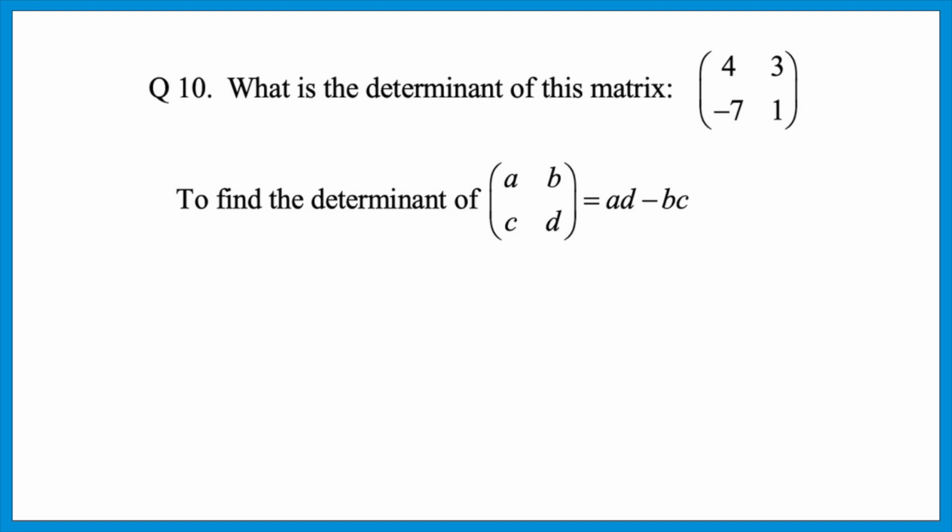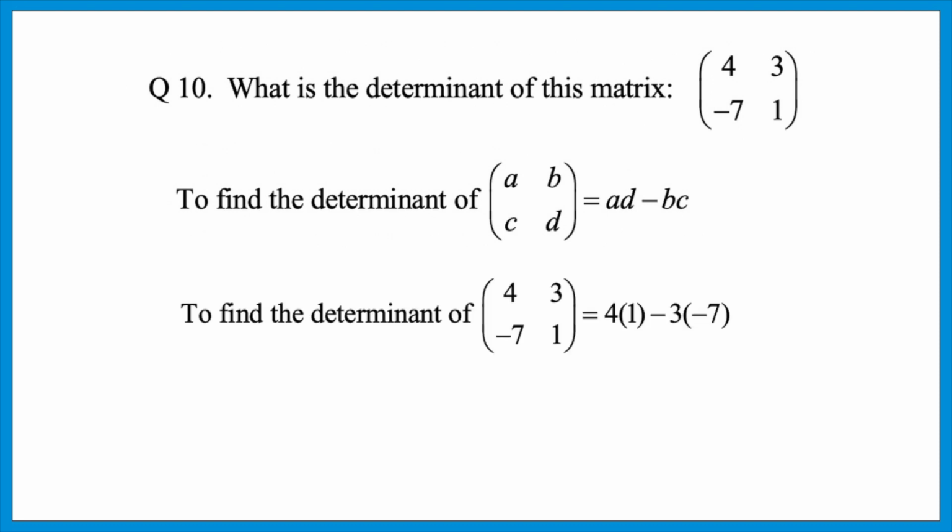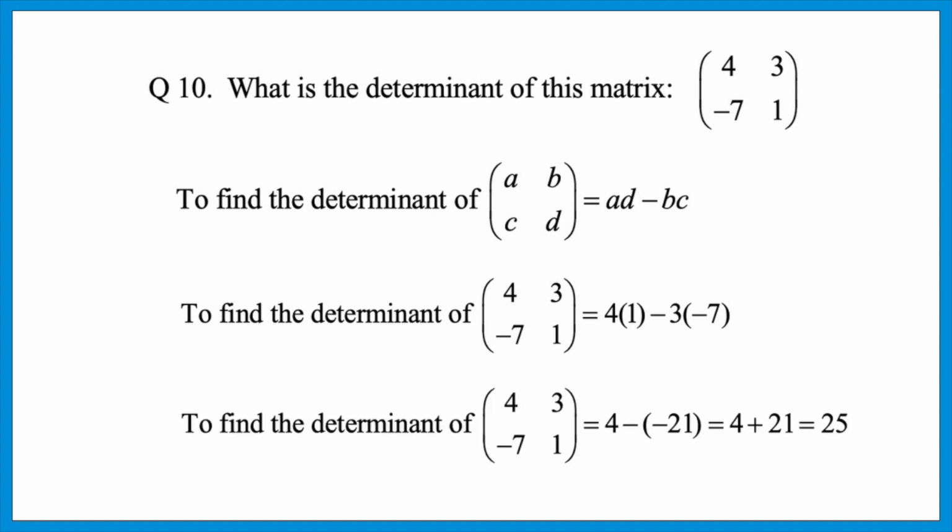So just to look at this example for a moment, if you're given the matrix ABCD, the determinant is to crisscross the products and then subtract them. In other words, AD minus BC. So let's use that on the matrix above. With those numbers, that would be 4 times 1 minus 3 times -7. That works out to be 4 minus -21, or 4 plus 21, which is 25. The answer is 25.